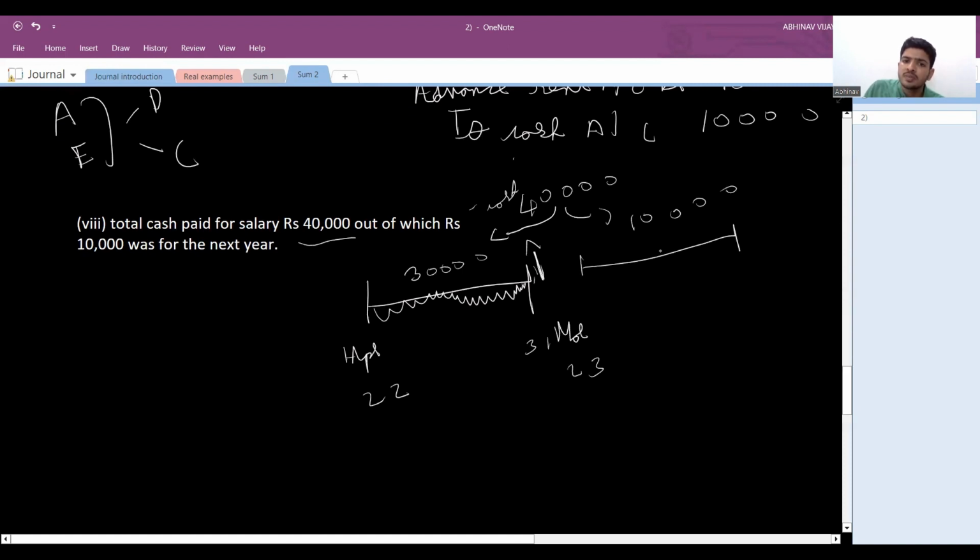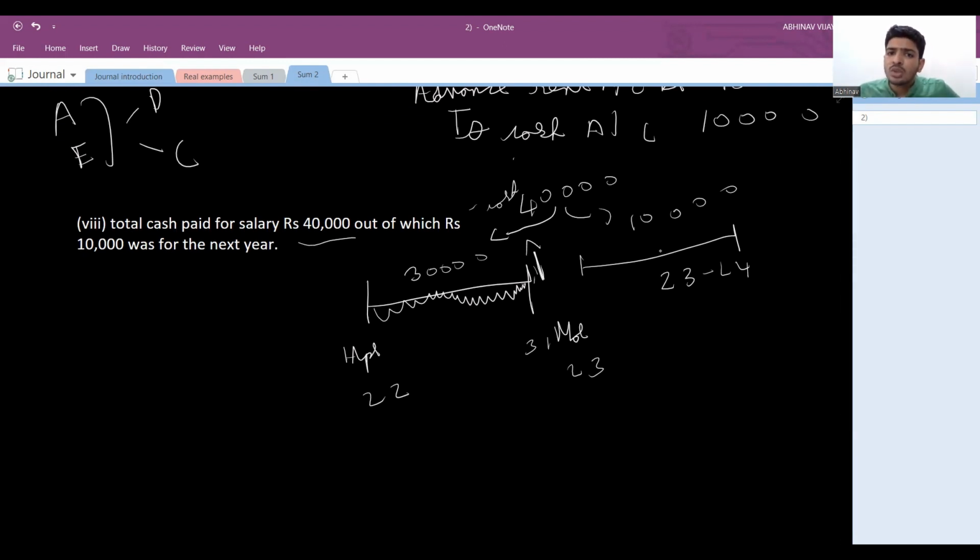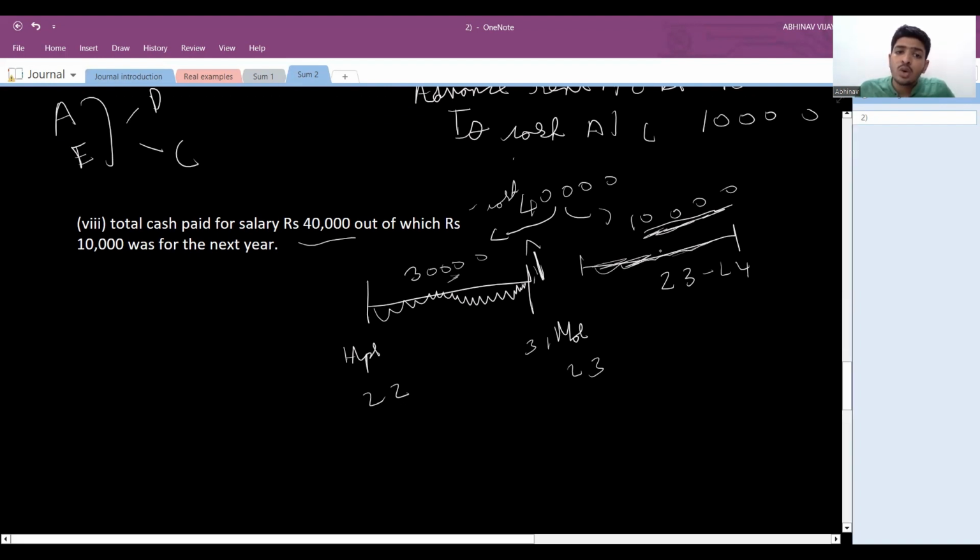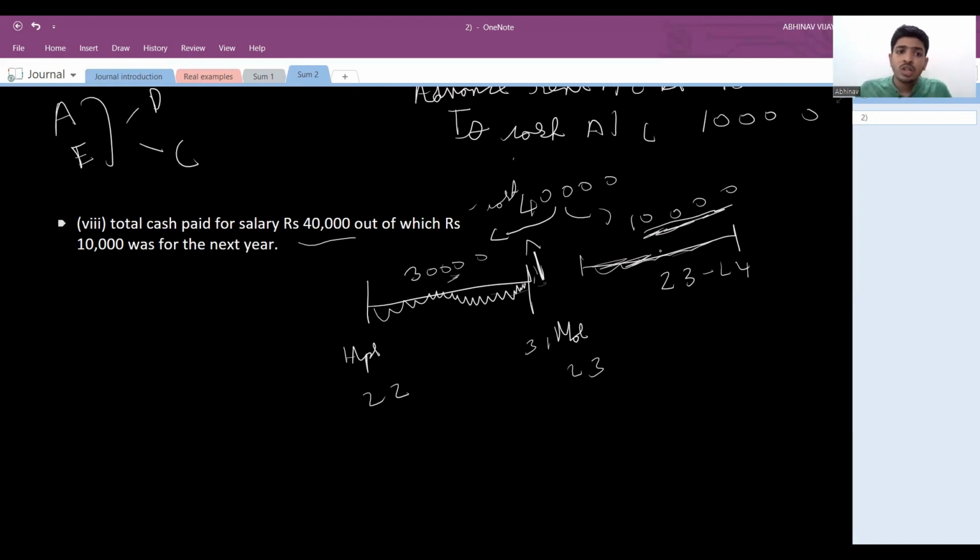What does that mean for year 2023-24? That means this 10,000 is the value of benefit which you will take in the future. This 10,000 salary, this benefit you didn't even take during this year because that year has not started. But this 30,000 benefit you already took during the entire year. So out of 40,000 salary, 10,000 was for next year. Next year has not come. So 30,000 benefit has been taken and 10,000 will be taken in the next year. It's not been taken. It will be taken in the future. So 10,000 is an asset.